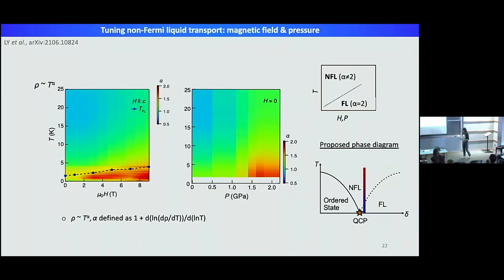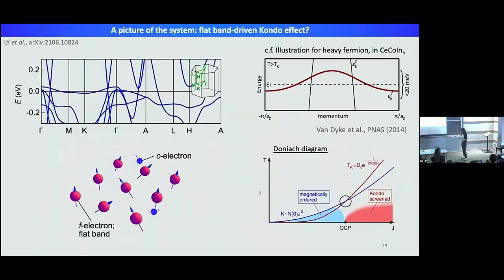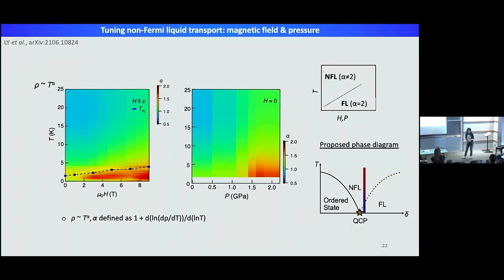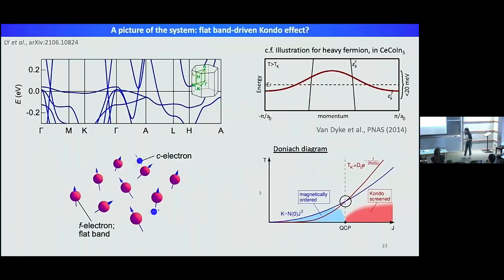Up to now, the discussion has been more or less phenomenological, and in the remaining few minutes, let me give you a picture of what we think is going on in our system. If we look back at the DFT band structure of the system, you can see that there is a coexistence of flat electronic bands and other dispersive bands near the Fermi level.